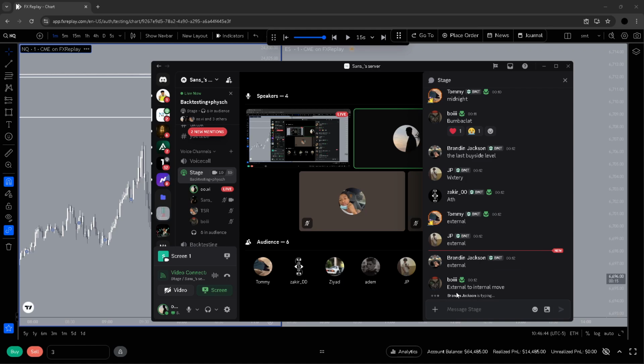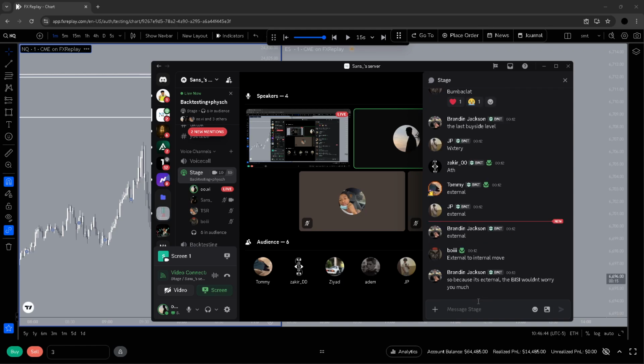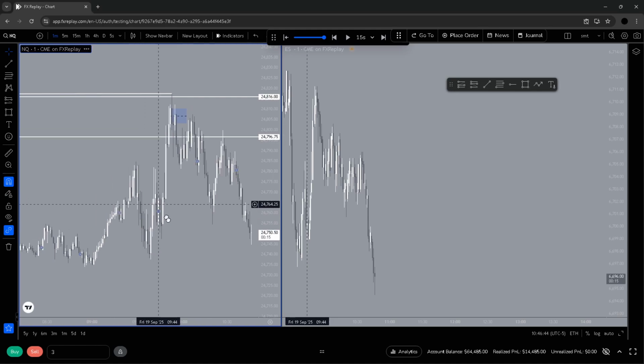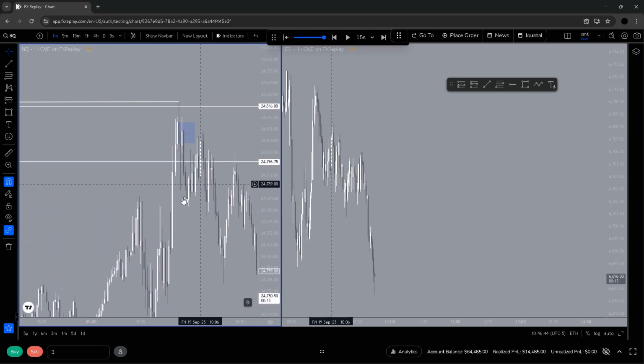External to internal move, exactly. So they're your highest probable moves. You can tend to have like a 90 to 100% win rate if you take the right moves. Because it's external, the Bissy wouldn't worry you too much. To be honest, bro, live, I wouldn't worry about this Bissy here. I don't really care about that one.